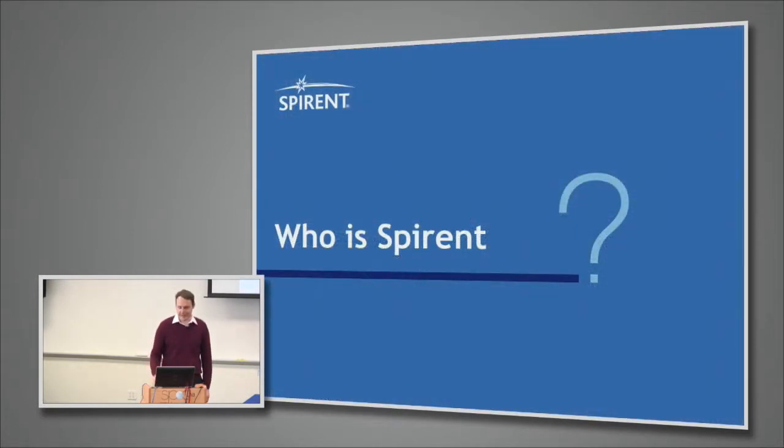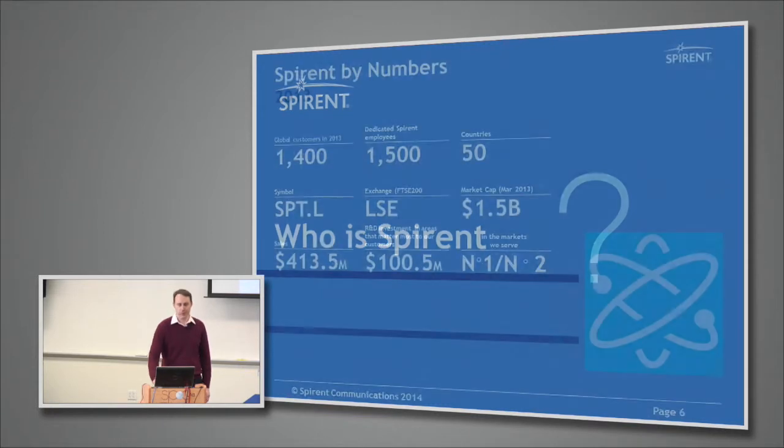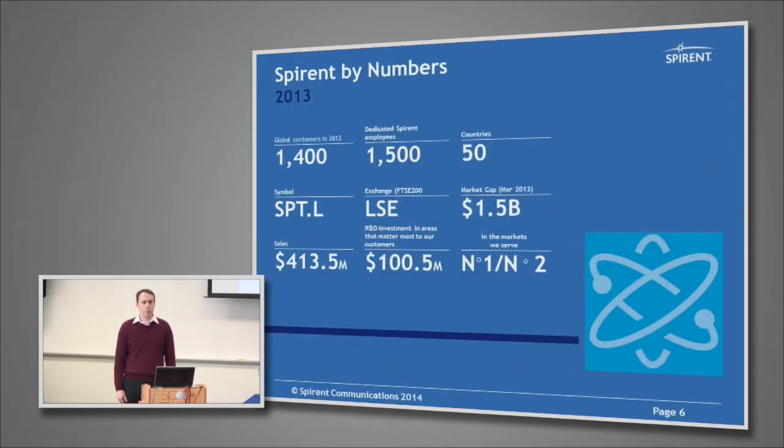So who is Spirent? I'll tell you a little bit about who Spirent is. We're a global communications test company, and we're either number one or number two in the markets that we serve. We're over a $400 million company, traded on the London Stock Exchange, and we have more than 1,400 customers worldwide.